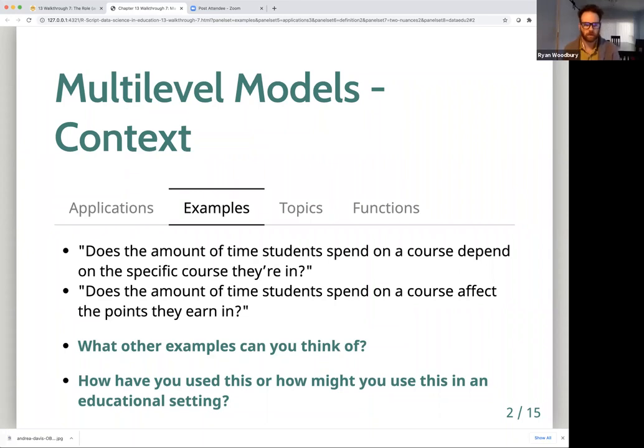It's been a while since I've had to use it. I'm doing some other more exploratory stuff on the current projects, but we've typically done students within a school. And so we'll ask, is there a school effect along with the other linear effects, or is the linear effect different based on different schools, or districts?